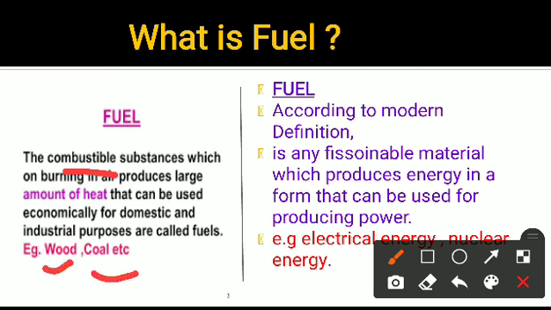But the modern concept of fuel is that it is now a well established fact that it is not necessary for a fuel to undergo combustion or oxidation. For example, electrical energy when used as a source of heat is also called a fuel. Also, nuclear energy may be used as a source of heat.